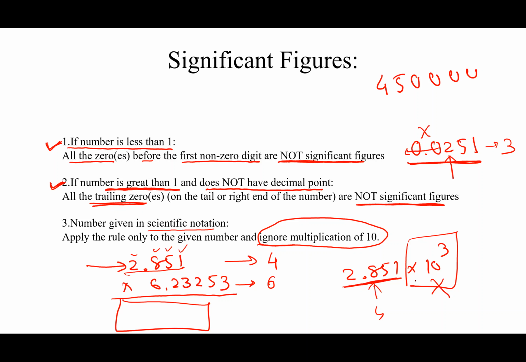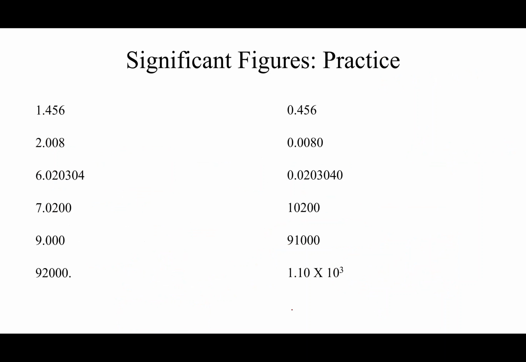So even if the number is presented in scientific notation, all you've got to do is apply the same rule that we know only to the number that we have, right? Just ignore the part which is multiplication of 10 to the power. Is that clear, everybody? Yes. Great. So let's try it now.